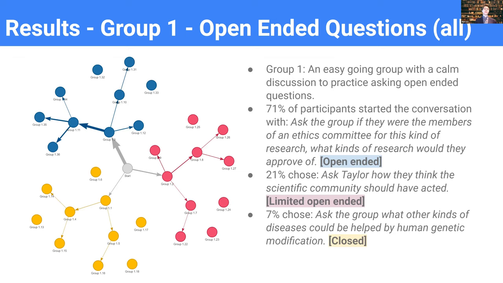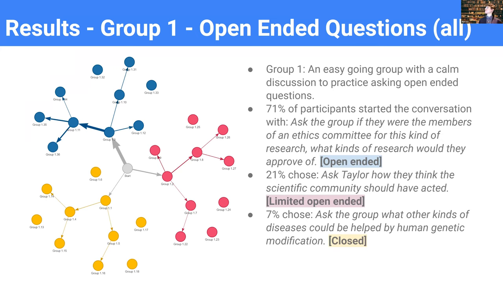So now I'm going to go through each of the five groups and the first level choices that people made and how these are different based on their years of experience. So in the first group, the participant approaches the table. It's an easygoing group of four students, and they're having a calm discussion. And all you have to do is practice asking open-ended questions.